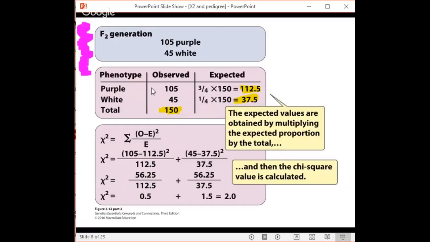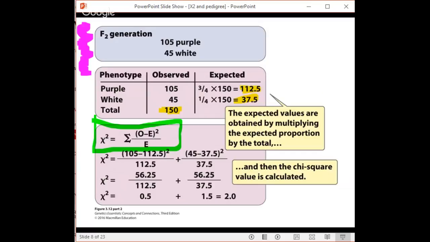What theoretically you would have gotten from a perfect cross. So 3/4 of 150 is 112.5, and then 1/4 of that is 7.5. So now that we know our expected values and our observed values, we can go on to evaluating the chi-square.